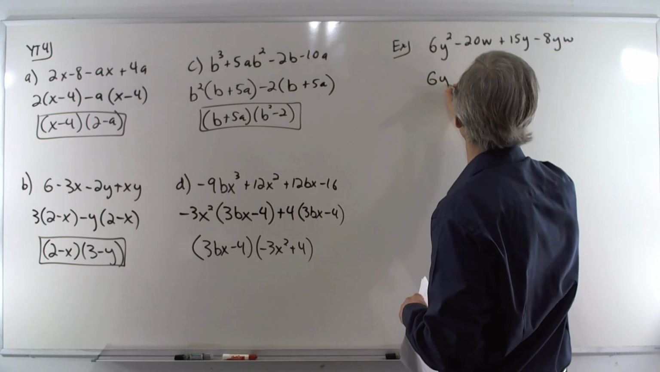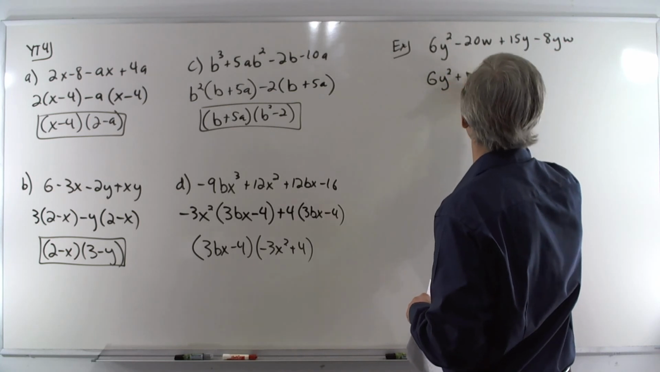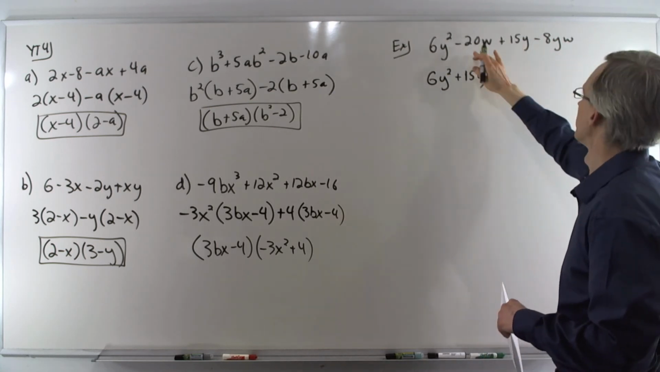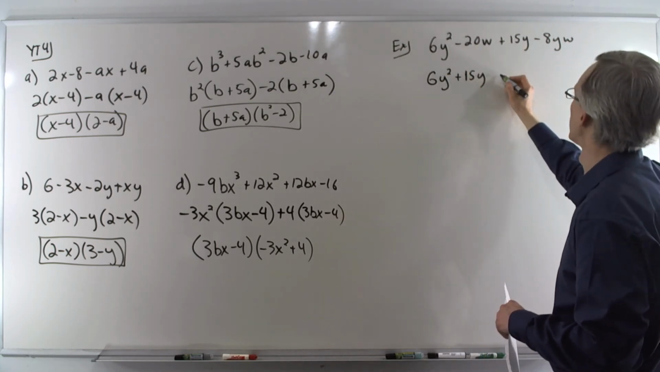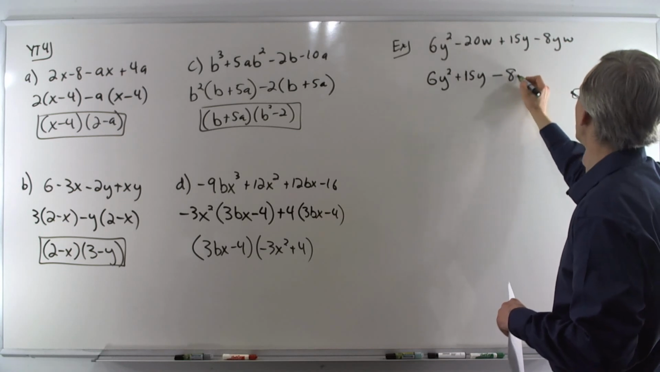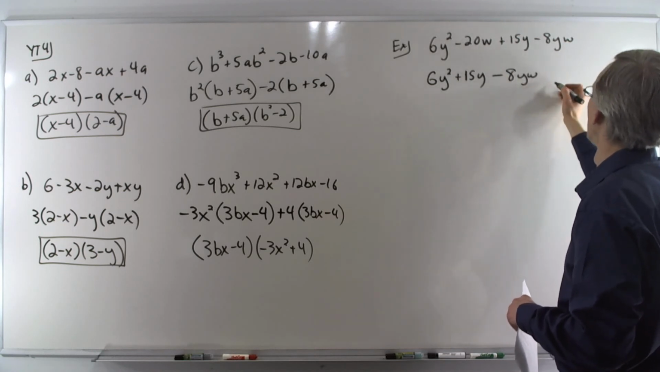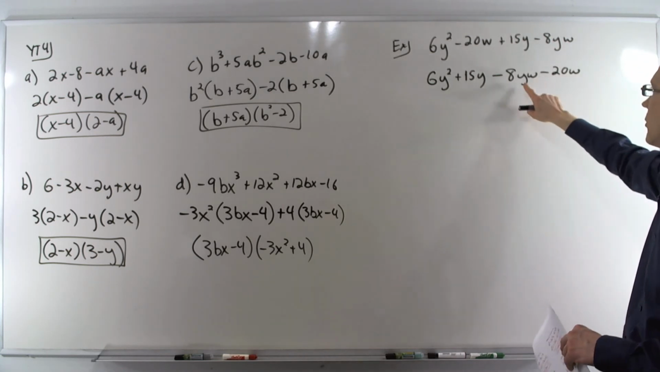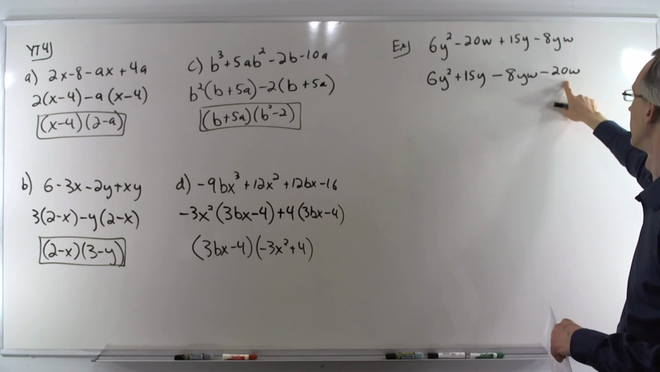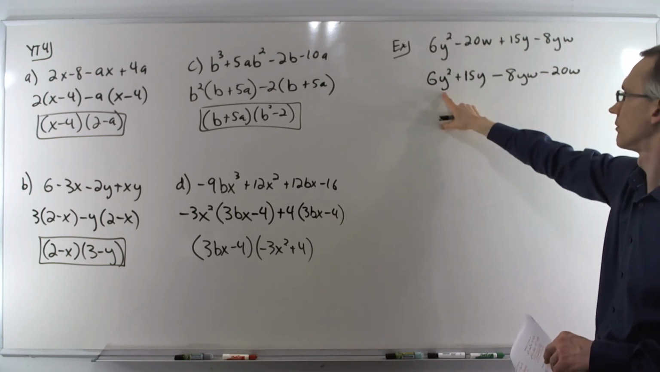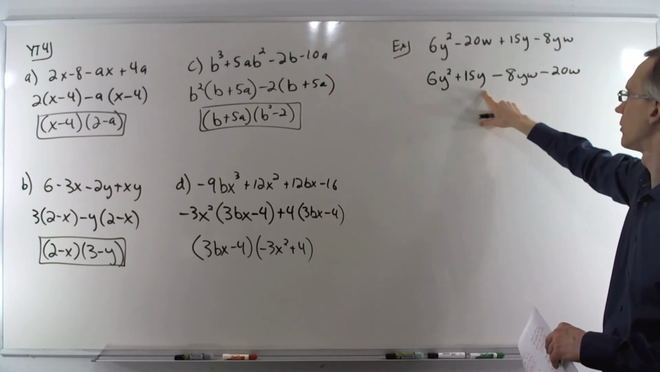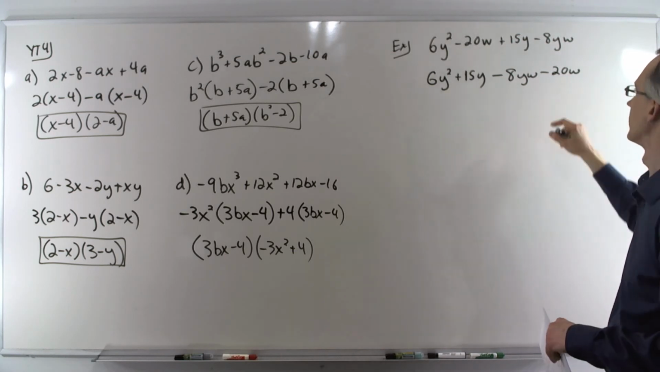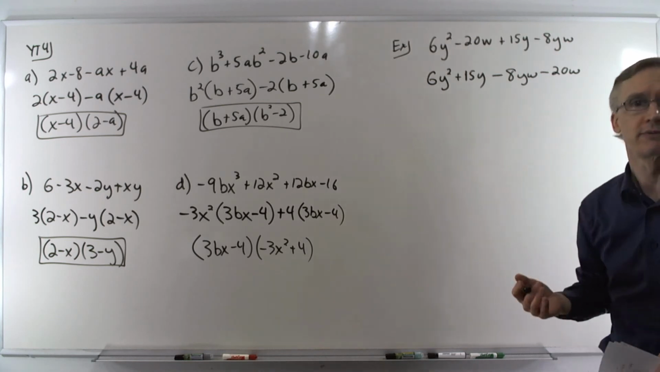So it gives me 6y squared plus 15y. Make sure you keep the sign with the term. And then the negative 20w comes down here. Actually, no, I'm going to go negative 8yw first, and then negative 20w. And the reason is, we have one more y here than I have here. I want the same pattern as I have over here. Here I have 2 y's, here I have one of them. So I have one more y here than I have here.